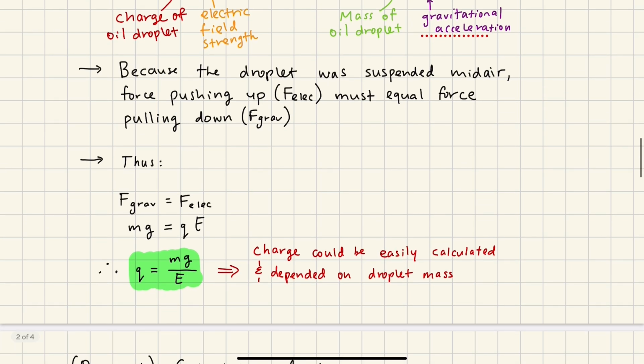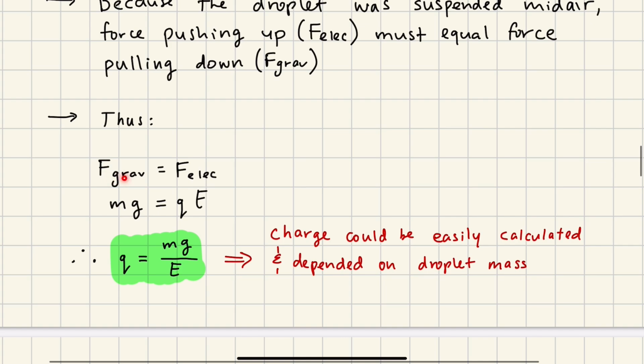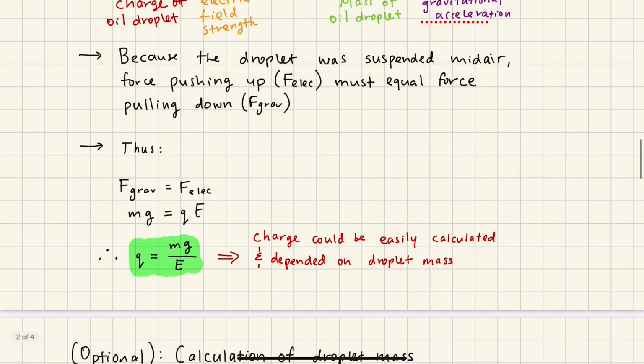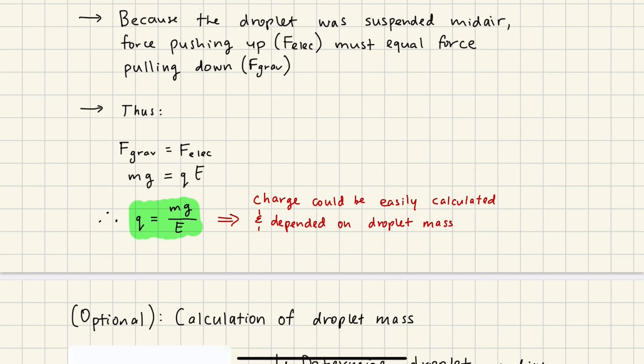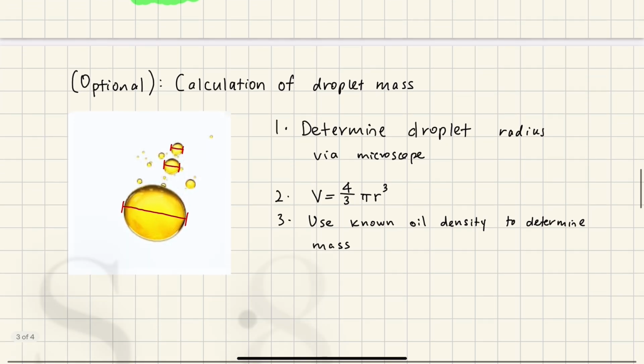So we get gravitational force equals electrostatic force, which means that m times g equals q times e. And q, because remember, we're trying to find the charge of the particle here, q equals mg divided by e. So pretty simple. We know g, we know e. All we have to do is find the particle's mass or the oil droplet's mass, and we can easily calculate q.